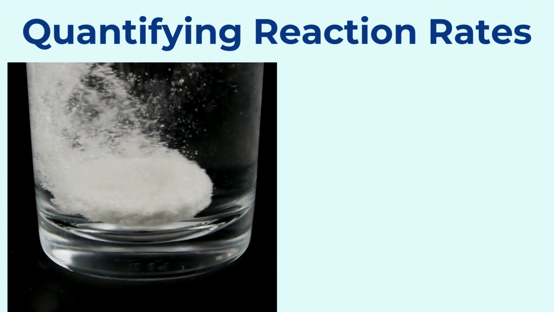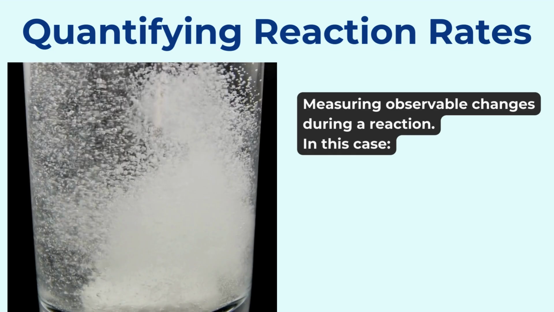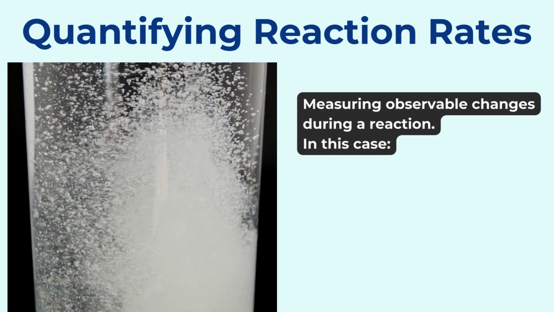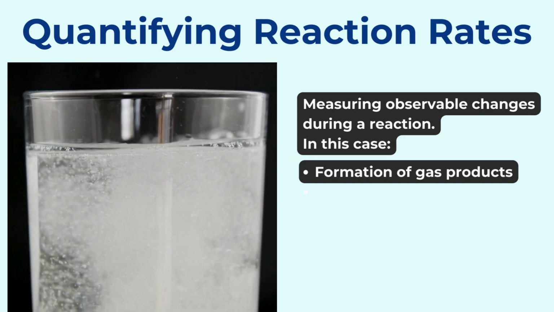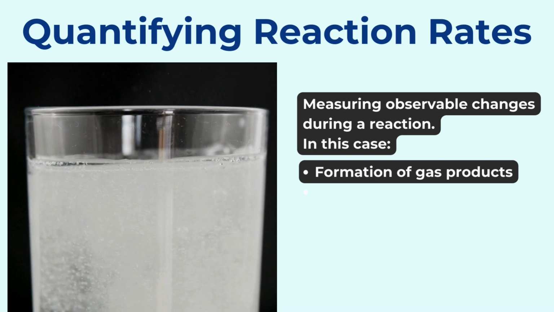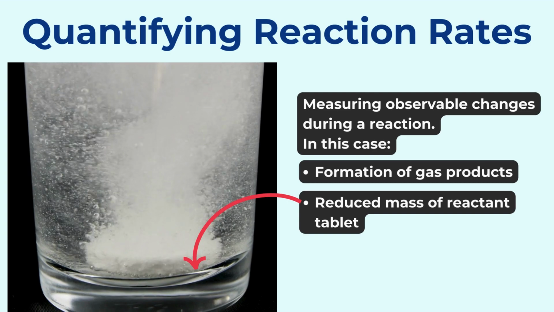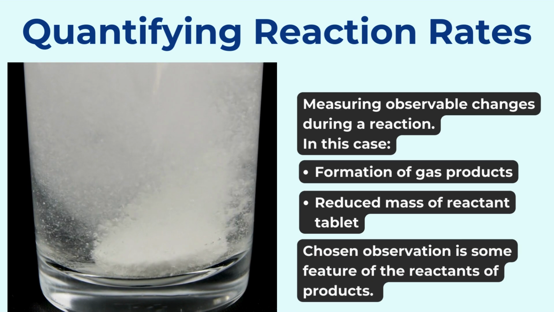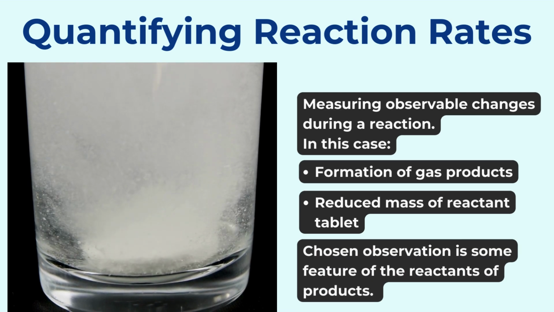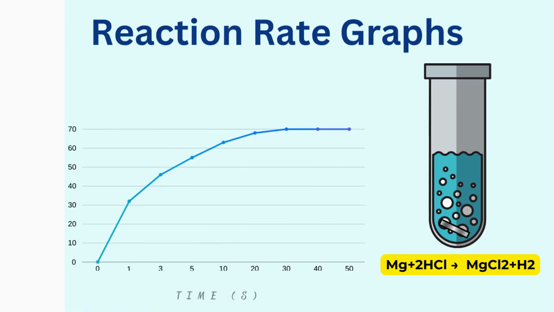Quantifying reaction rate involves measuring observable changes during a reaction. For example, dissolving an aspirin tablet allows us to observe the formation of bubbles and the reduction in tablet size. These changes can be precisely measured by collecting bubble gas and measuring its volume, or monitoring the tablet's mass as it decreases over time. The resulting expressions, like 3.25 mL per second or 25 grams per minute, provide quantitative descriptions of a reaction rate. Reaction rates can be observed in graphs.